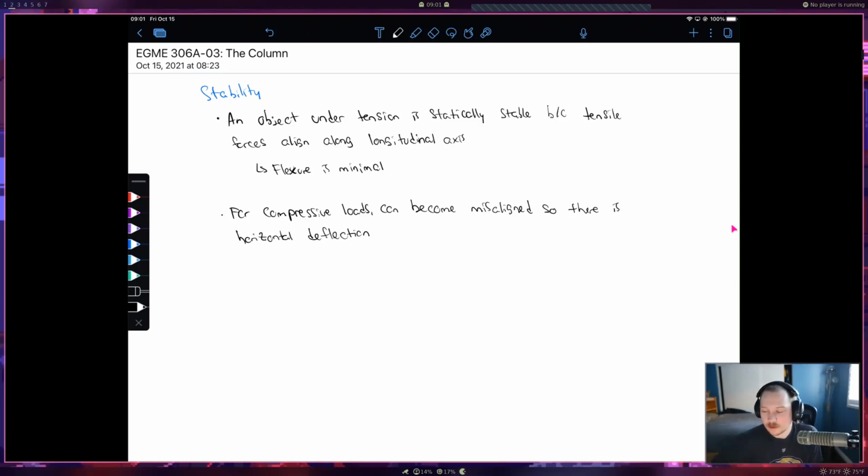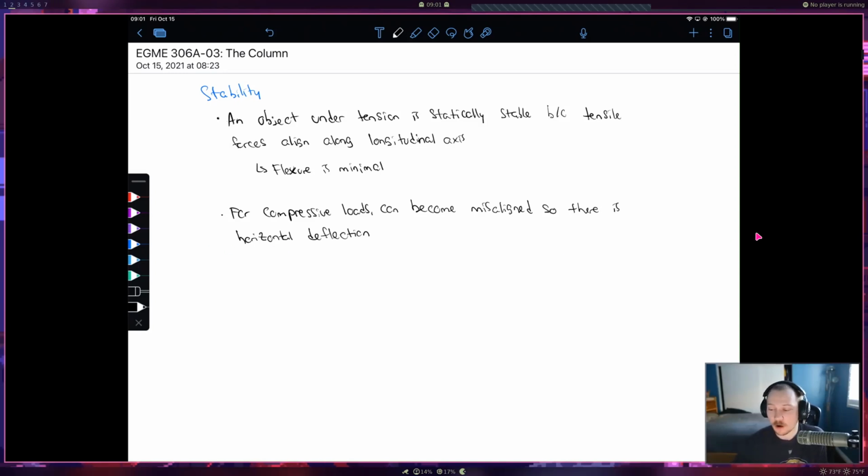Okay, so this can occur from a few different reasons. The loads themselves might not be perfectly aligned along the longitudinal axis of the rod. So if they're not perfectly in line from the very get-go, you're going to have issues. If the top force is maybe a little to the right compared to the bottom force, they're going to be misaligned. Eventually, you're going to have that horizontal deflection.